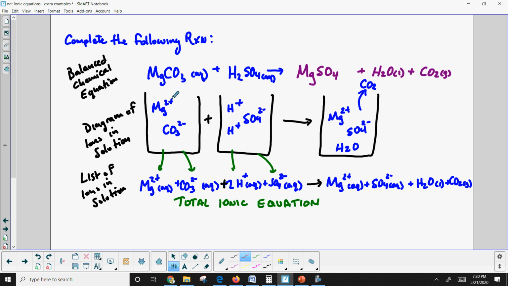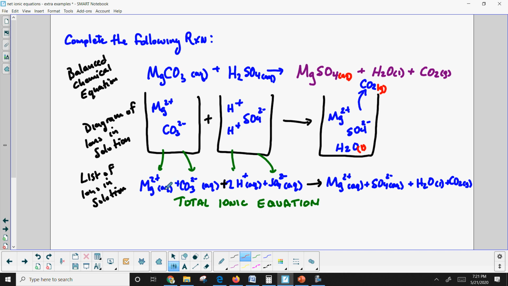So at the beginning, we're going to have one magnesium, one carbonate ion in this test tube. Here I'm going to have two hydrogens, one sulfate. What's happening afterwards? Well, I'm going to have magnesium sulfate. It's aqueous, so it's soluble. So you have magnesium ion, a sulfate ion. What happens though? Water stays behind. It's a liquid. And the CO2 is a gas. It escapes.